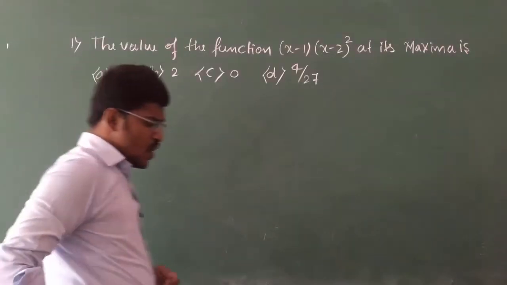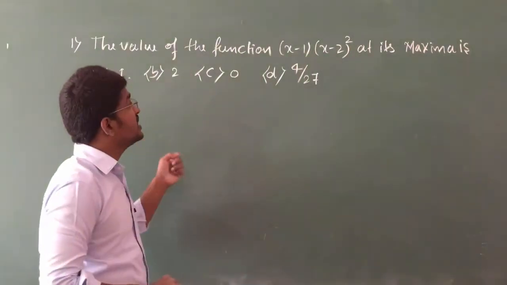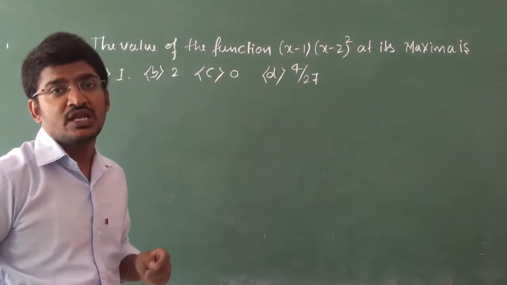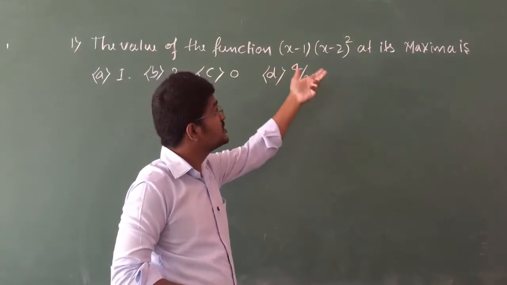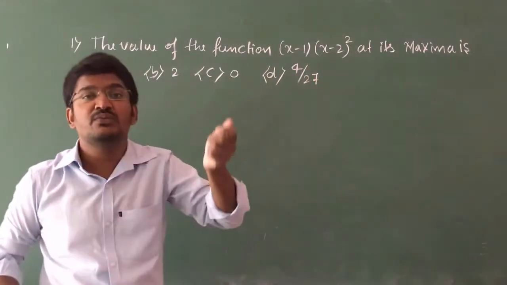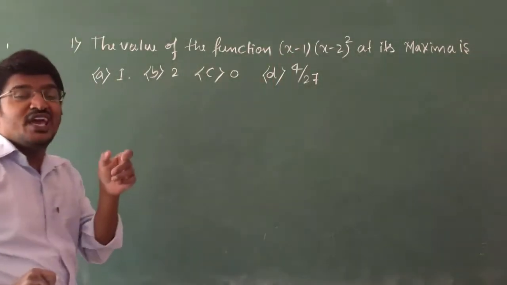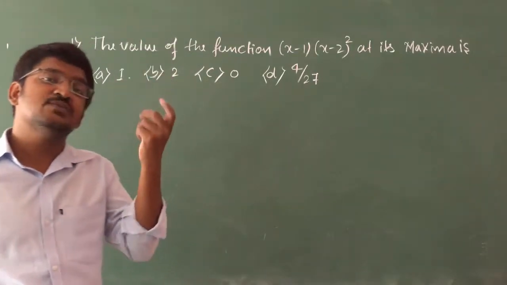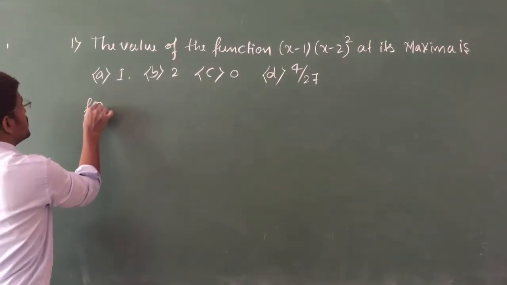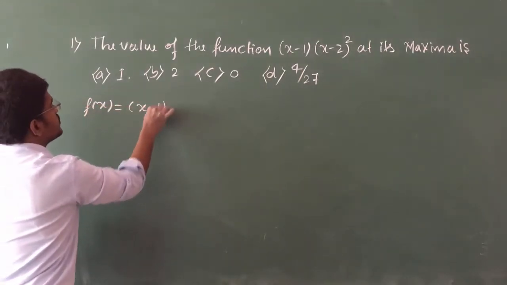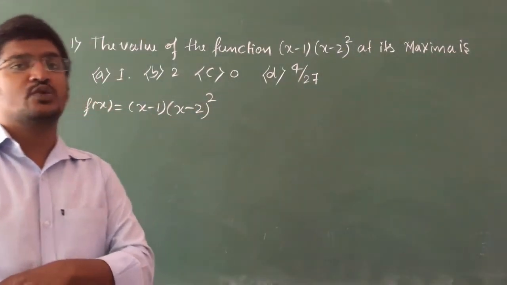Okay students, so now let us see one of the problem on finding maxima of the given function. Clear? The value of the function x minus 1 into x minus 2 whole square at its maximum is. That means for this particular function, where it is going to attain the maximum and what is maximum they are asking. Clear? Okay. First let us write the given function f of x equal to x minus 1 into x minus 2 whole square.